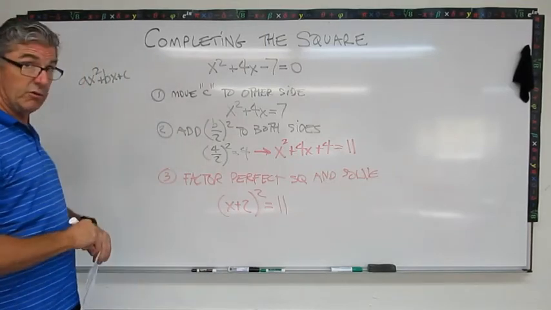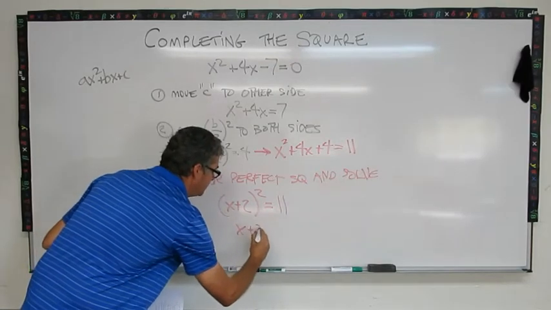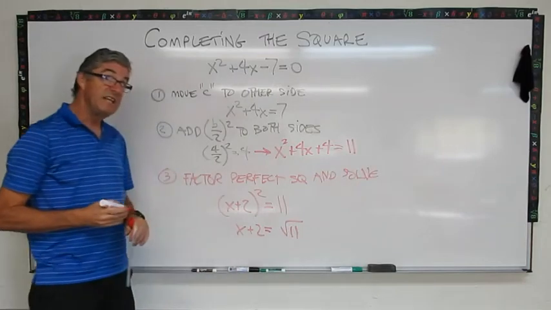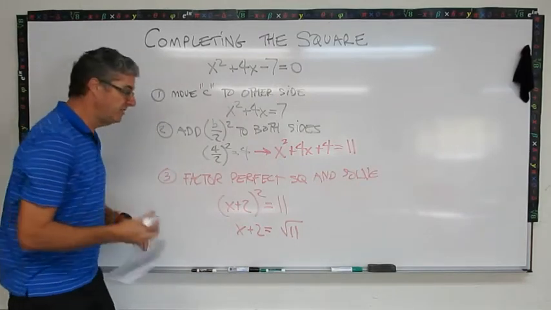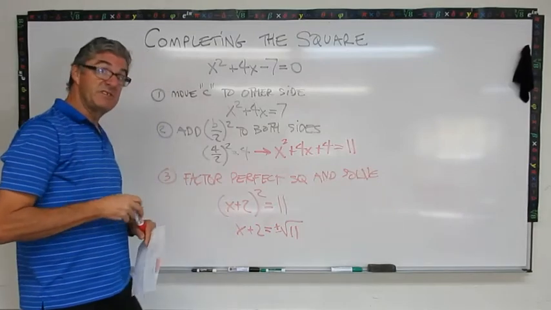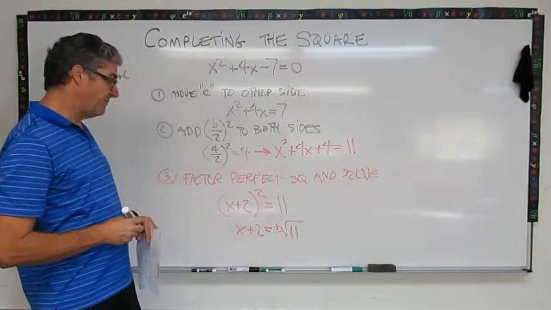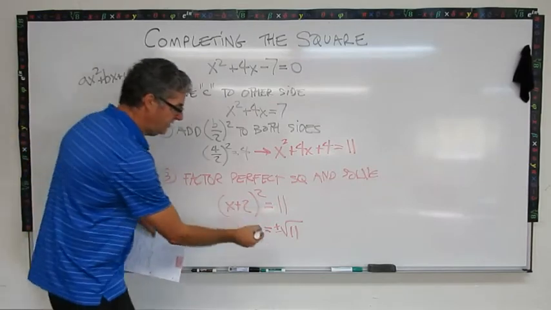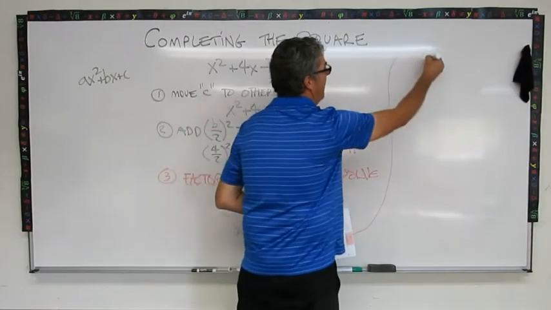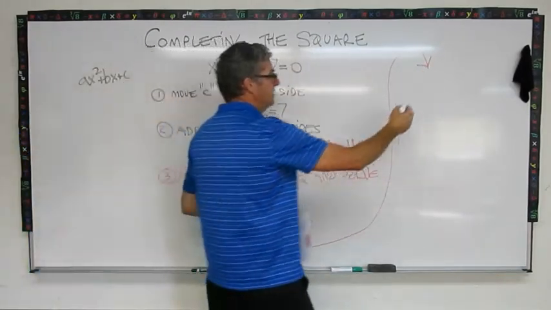So we take the square root of both sides. This becomes x plus 2 equals root 11. Now what did I leave out? Good. It's plus or minus. Very common mistake, and it will cost you a little bit on a problem if you forget that plus or minus. Follow me. I'm going to continue the problem over there. x plus 2 equals plus or minus root 11.